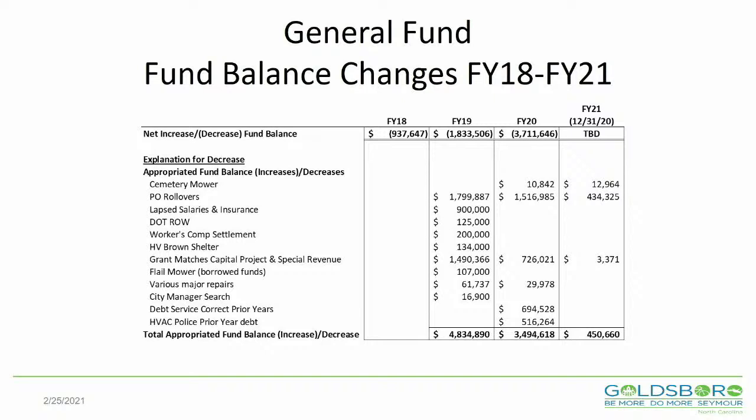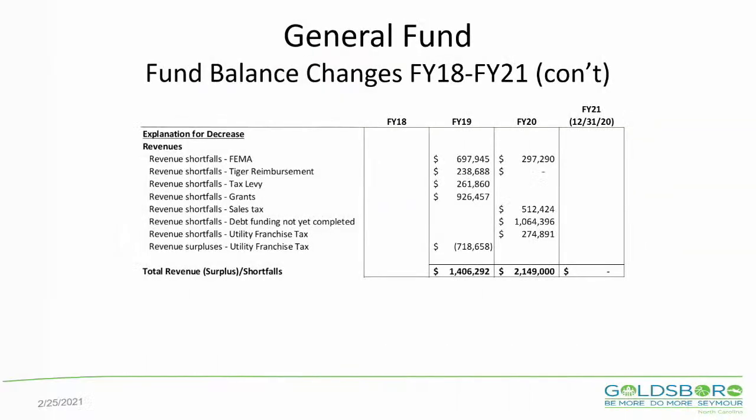And then when you look at fiscal 20, we appropriated about $3.5 million in fund balance. And again, the big part of that was Tiger match in that $726,000. You had about $1.5 million in PO rollovers, which is prior year expenditures. And then there were 2 prior year debt corrections that I had to make that tallied up to about $1.2 million. So I mean, it takes a chunk out of your fund balance. And of course, you all have seen, we talked about the 450 that we did for this fiscal year. Next slide. Well, go back.